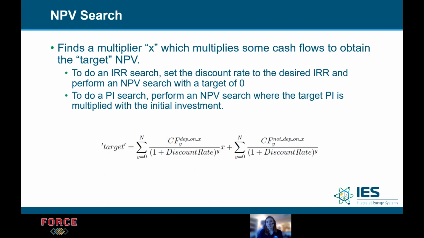And then the last thing you can do with TEAL is an NPV search. So kind of like in Excel, when you do a goal seek, this is kind of what it does. It finds the multiplier that makes your NPV whatever the target is. And then you can use the NPV search to search for an IRR or a PI. You just have to set the discount rate to your IRR and do an NPV search of 0. And then if you want to do a PI search, you do an NPV search where your target is the PI multiplied by your initial investment. So this is the formula and shows that X is the multiplier that you're going to find.